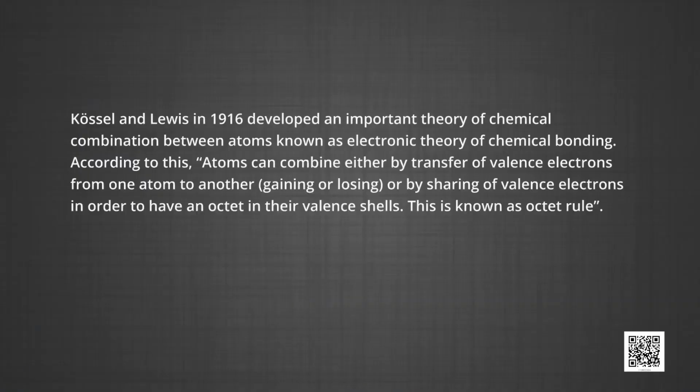Octet rule. Kossel and Lewis in 1916 developed an important theory of chemical combination between atoms known as electronic theory of chemical bonding. According to this, atoms can combine either by transfer of valence electrons from one atom to another, that is by gaining or losing, or by sharing of valence electrons in order to have an octet in their valence shells. This is known as octet rule.